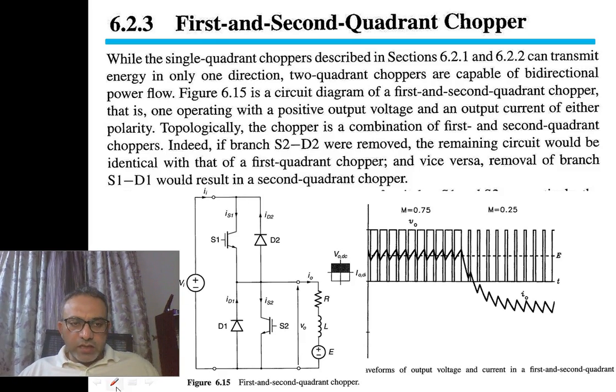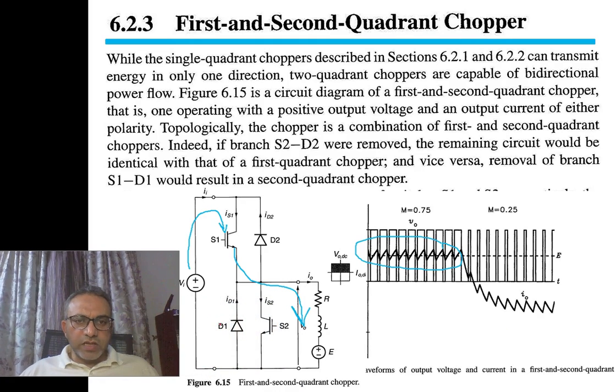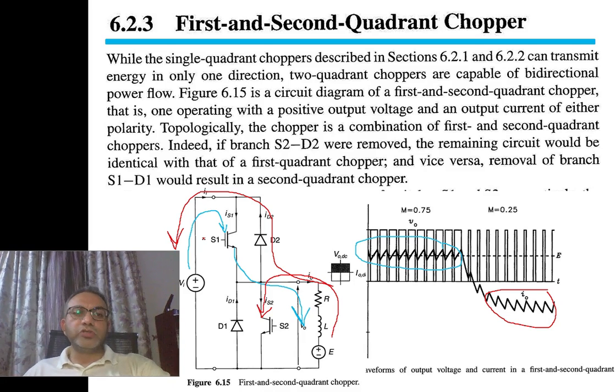So here we see positive current. This is positive current starting from here into the load. And what is this negative current? Negative current means that current, after being boosted by S2, will flow into the source voltage. Negative current is a boost operation.